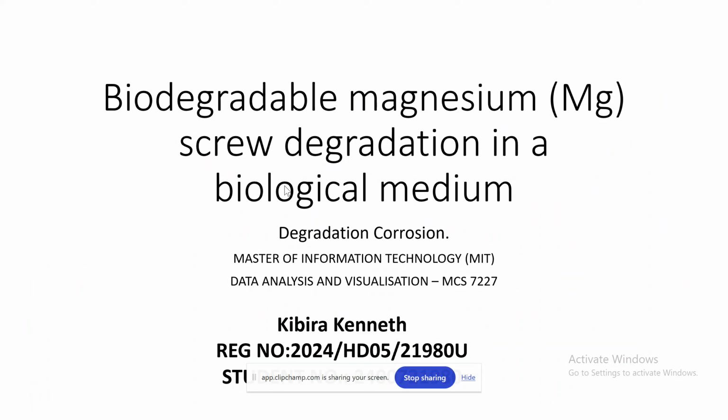What we are going to use ParaView for in this study is literally to analyze the degradation corrosion of a screw in mass. How long will it take to dissolve when it is in a mass, and its reaction when it is in a mass? That is what we are going to do.